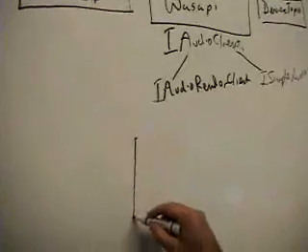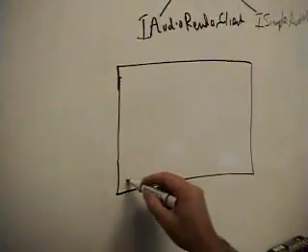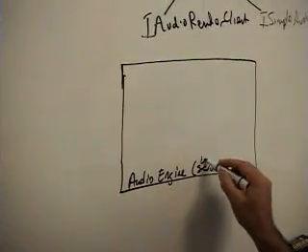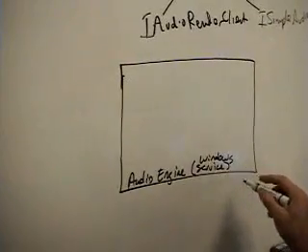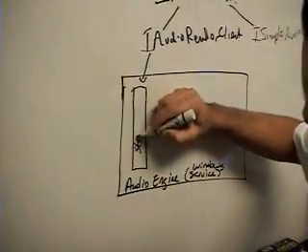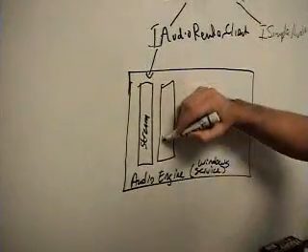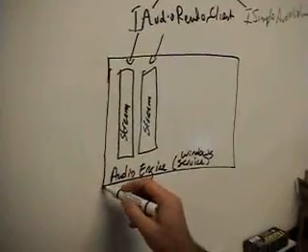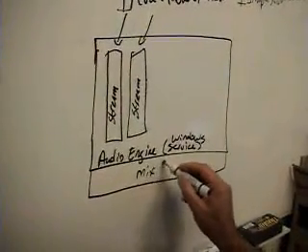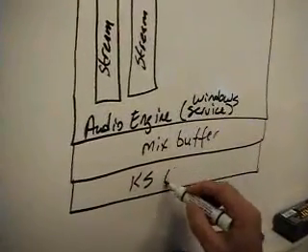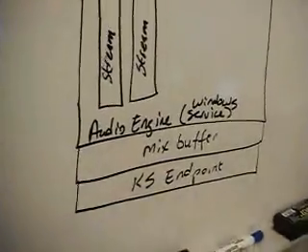So sitting underneath WASAPI is the audio engine, and this is actually a service, a Windows service. And every IAudioClient will build a stream in the audio engine, and then what happens is all these streams will be mixed, and then the audio data will be put on what we call a KS endpoint, a kernel streaming endpoint. And this is really where user mode and kernel mode meet up in the Vista audio stack.